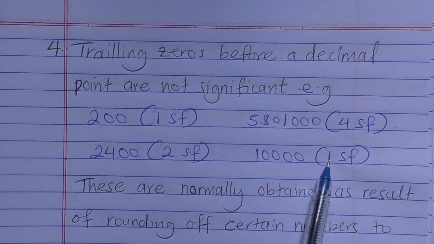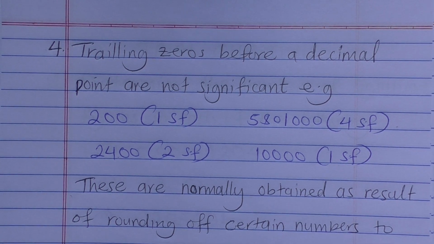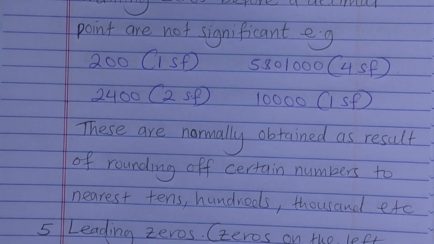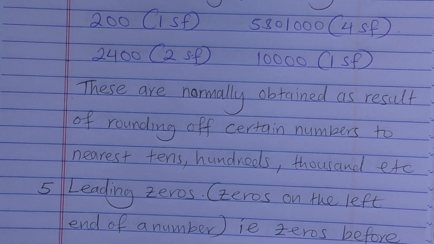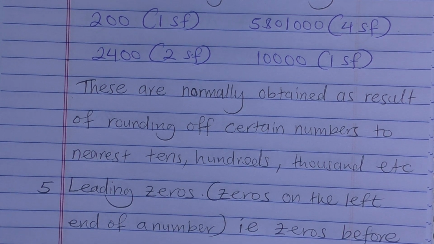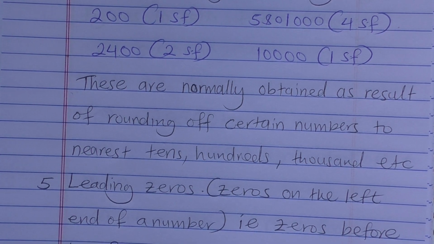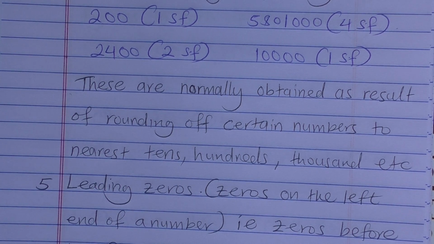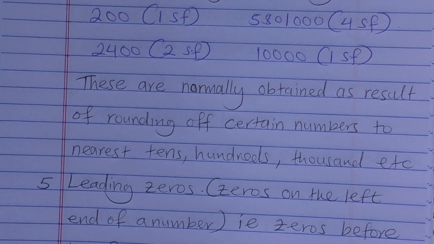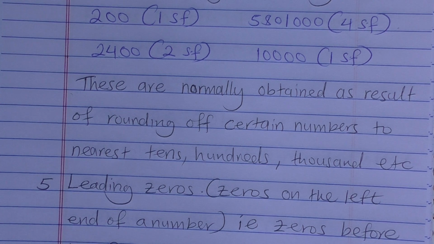Hope that is clear. These are normally obtained as a result of rounding off certain numbers to the nearest tens, hundreds, or thousands, where we drop the point to the nearest whole numbers.